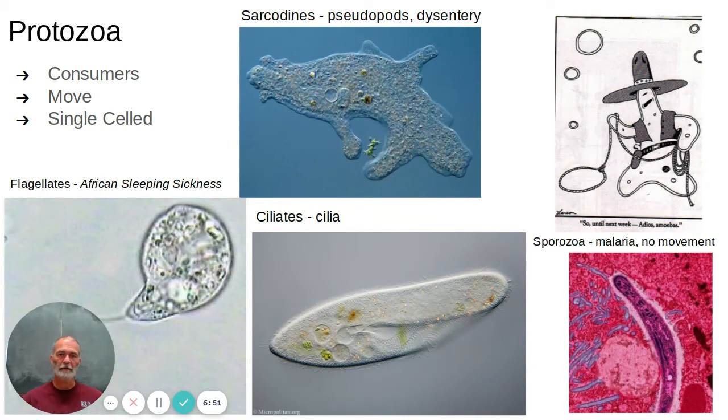The sarcodines, up in the upper middle, they move by something called pseudopods. Basically, it's a bunch of cytoplasm from the cell that oozes out like jello, and then they grab on and pull the rest of their cytoplasmic mass along and move themselves with those pseudopods. They also can use the pseudopods to trap food, as you can see in the picture.